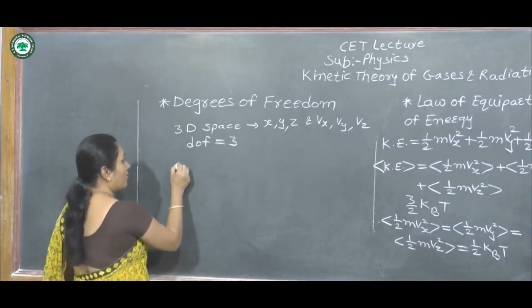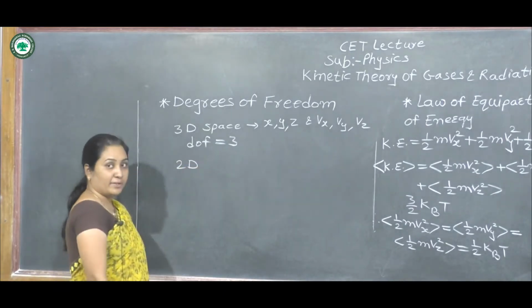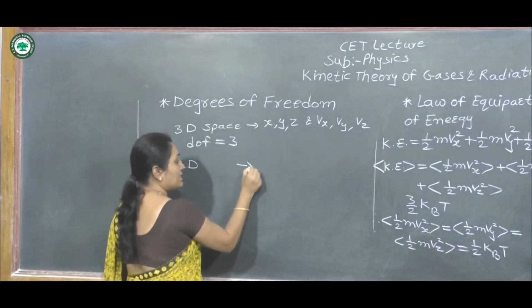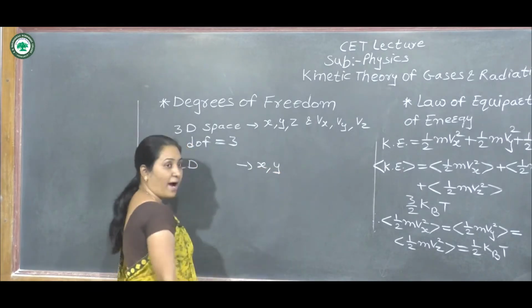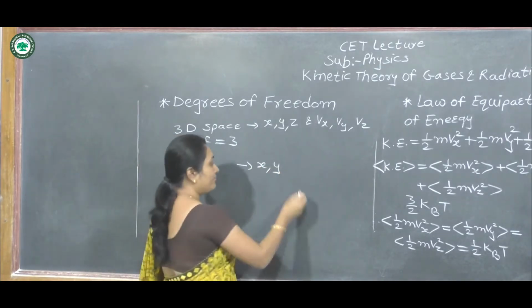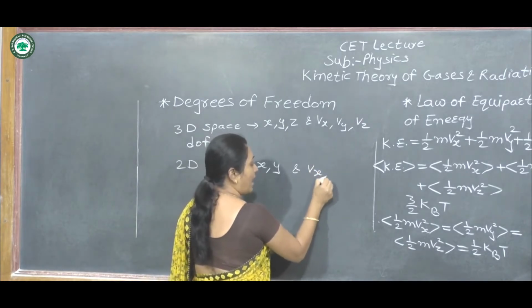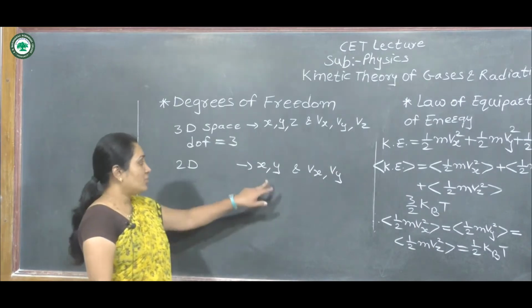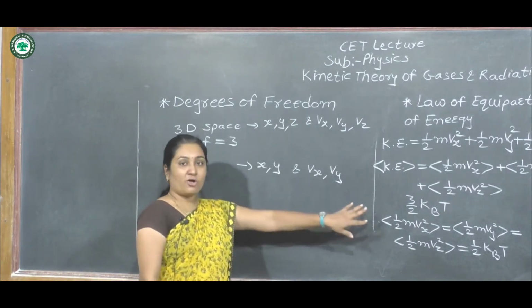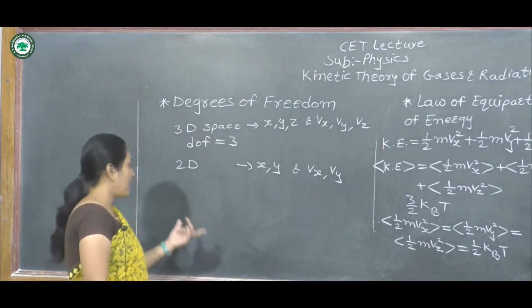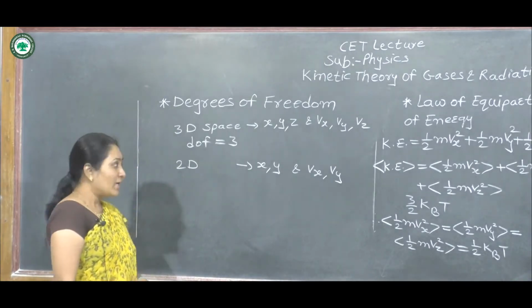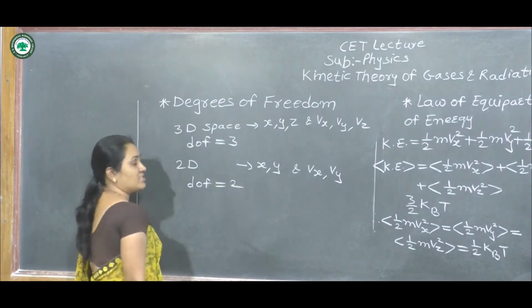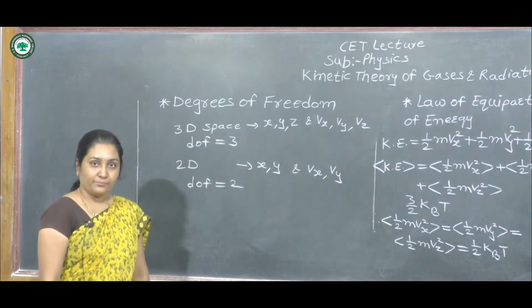Similarly, if we have any two-dimensional object, for a two-dimensional object, the coordinates are x, y and the velocity components are vx, vy. So there are two coordinates or quantities required to describe this two-dimensional system. Then we can say that the degrees of freedom is equal to 2.